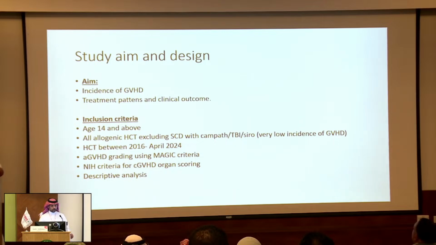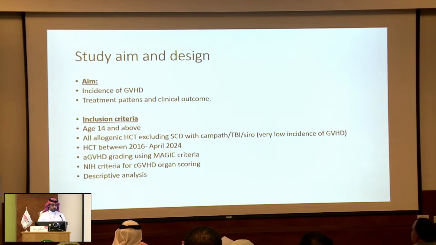We included patients aged above 14 who underwent allogeneic transplant. Of course, we excluded patients with sickle cell disease because we've done a lot of them, but those patients received a non-myeloablative conditioning regimen composed of Campath, TBI, and sirolimus, which has been associated with a very low risk of acute GVHD and chronic graft-versus-host disease, and this data has been published multiple times.